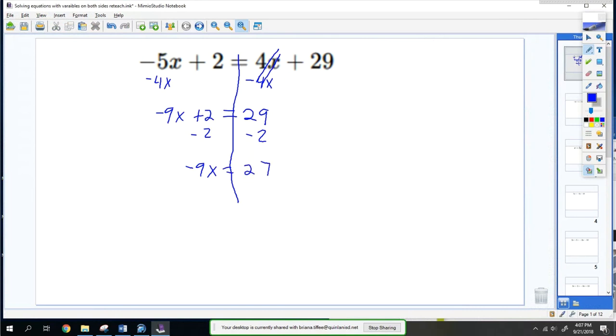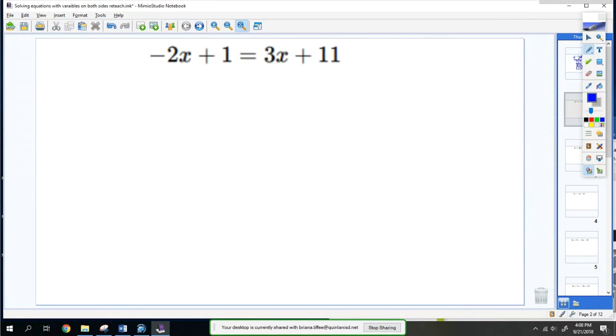Negative 9 is being multiplied, so the opposite operation is divide. So divide negative 9 to both sides, and you get x equals negative 3. Now you can always plug it back into your equation to see if it's true. But remember, this is our answer. All right, let's do the next one.